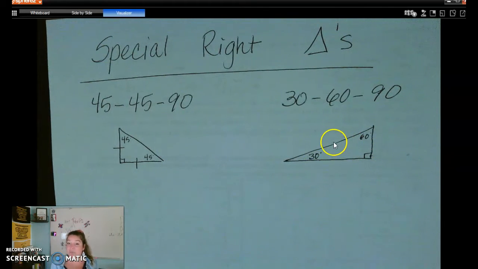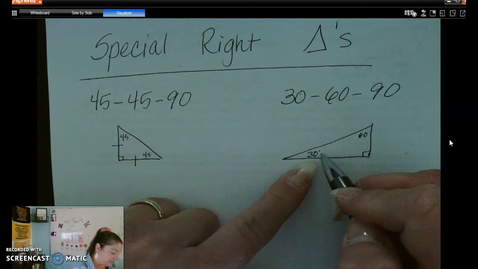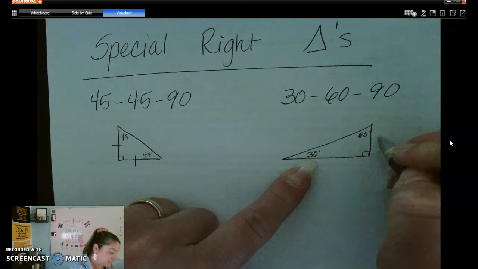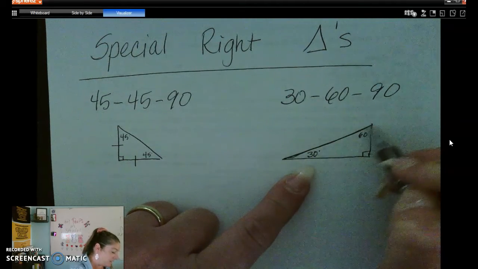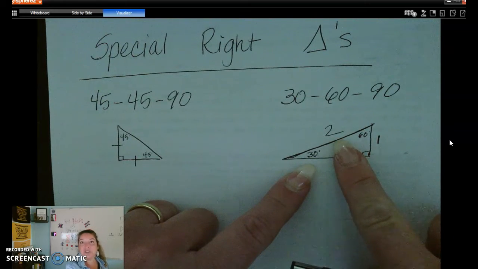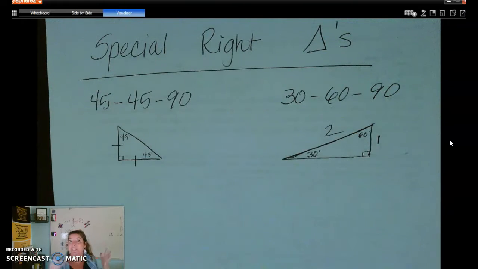The really cool thing about this one, and this is one of the tricks that we will be utilizing next week, is that in the 30, 60, 90 triangle, the side that is opposite of the 30-degree angle is actually half of the hypotenuse. So if this side length is 1, then this hypotenuse is 2. It's always half. If this side length is 5, then this side length would be 10. It's always half. And that's one of the little tricks that are going to pop up next week.